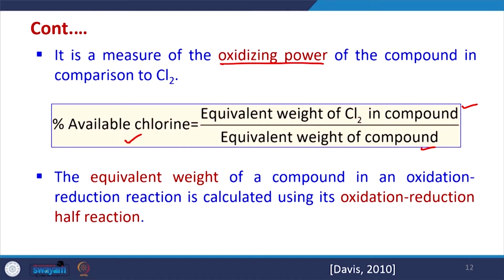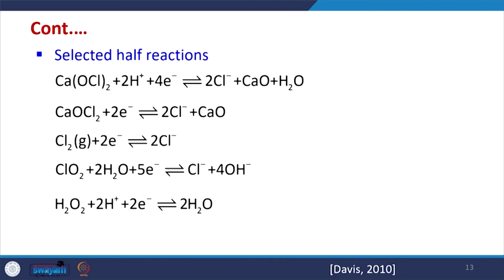The equivalent weight of a compound in an oxidation-reduction reaction is calculated using its oxidation-reduction half reaction only. So, this is done. Now, some of the selected half reactions are given here for different types of compounds. We can see here calcium chloride, Cl2, ClO2, and hydrogen peroxide given. You can see that each of these reactions is given, and in each of them the species are converted into reactive Cl minus ions.